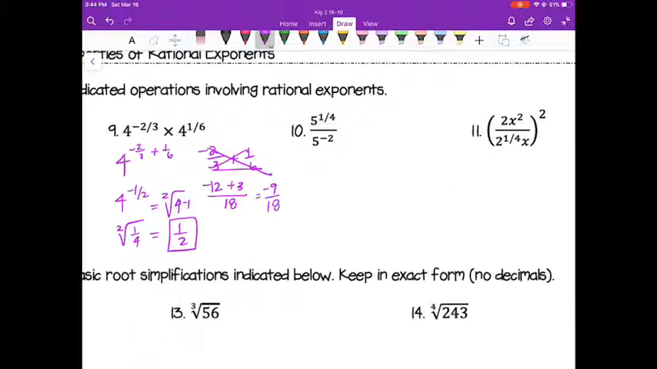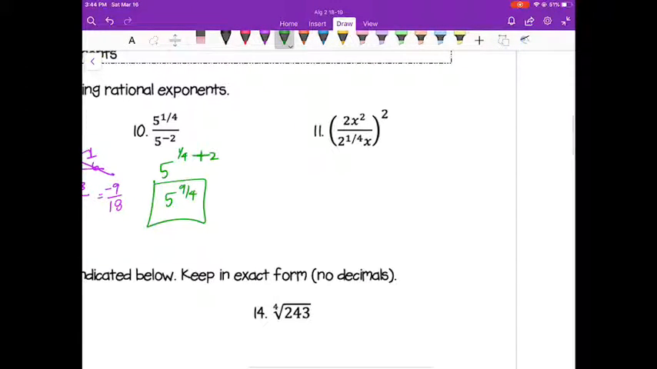Number 10, this time around we are going to subtract our exponents since we are dividing. So I have 5 to the 1/4 minus negative 2. Be careful about that. So it looks like we've got 5 to the 2 1/4, which we can write in improper fraction form. We have 9/4 as my exponent. So 5 to the 9/4 would be our final answer.